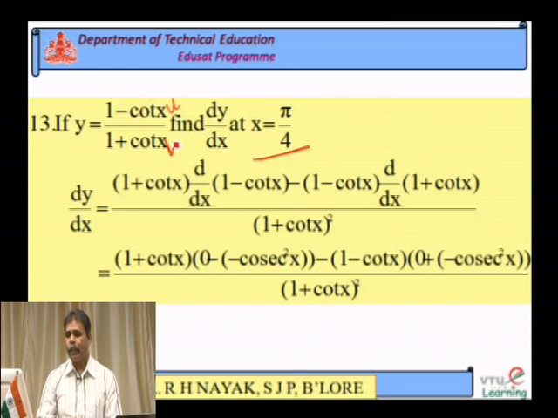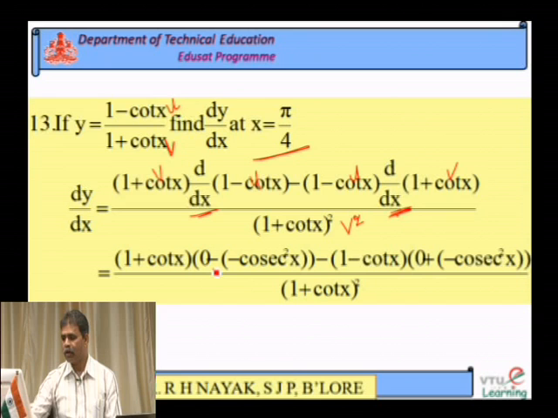We have to use which rule? Quotient rule, right? The quotient rule says that v into d by dx of u minus u into d by dx of v divided by v square. So, according to that I have written. Wherever we have d by dx, that is differentiated and other things are taken as they are. 1 plus cot x we have to keep as it is. Differentiation of 1 minus cot x, we know derivative of any constant is 0, therefore, I have taken 0, minus is there, I have taken minus. Differentiation of cot x, derivative of cot x is minus cosecant square x.